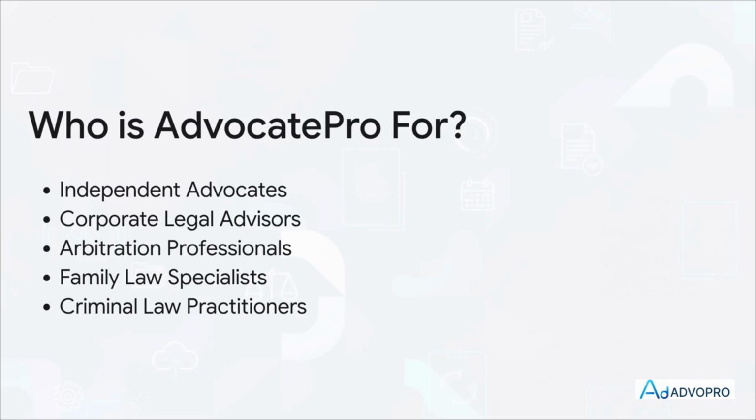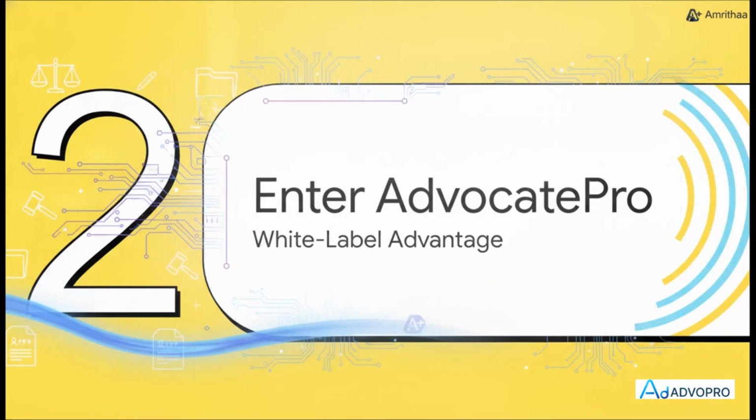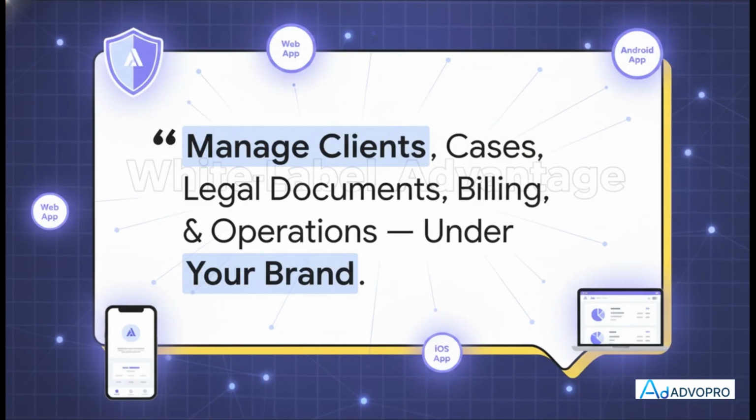From family law to criminal defense, having a centralized, efficient operational ecosystem is absolutely critical if you want to scale your practice. Moving to Section 2, enter Advopro, and what we like to call the white label advantage. The true magic of this platform really comes down to 4 simple words: under your own brand.